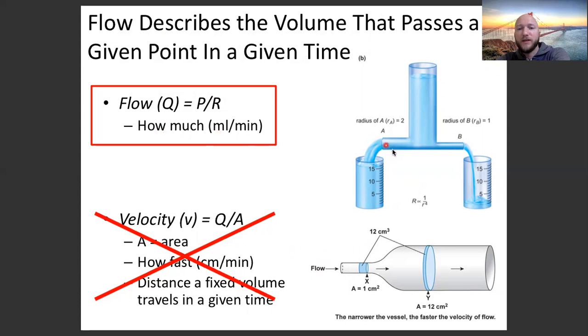We have a larger radius on the left tube, a smaller radius on the right tube. This one has a radius of 2, this one has a radius of 1. There's a huge amount more flow in the left tube. Same pressure, different radiuses, lower resistance due to the larger radius, and more resistance because of the smaller radius. The narrower the vessel, the faster the velocity flow.